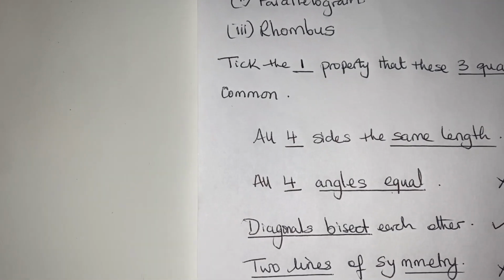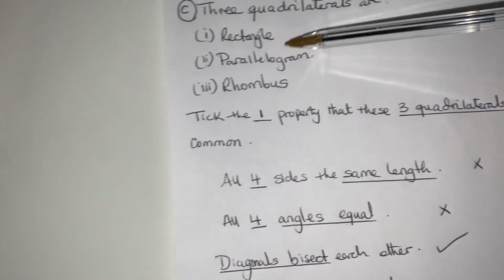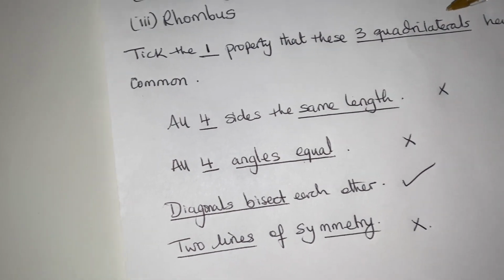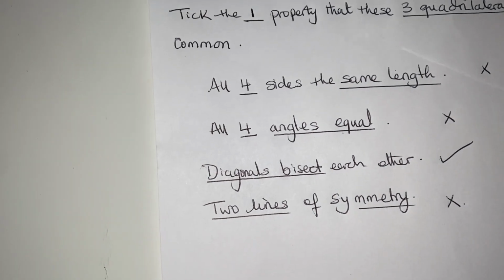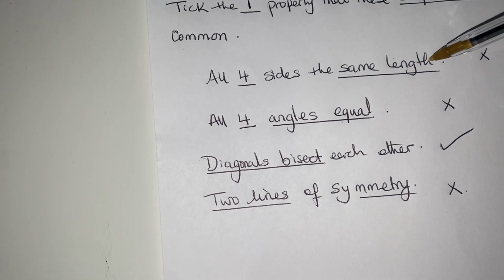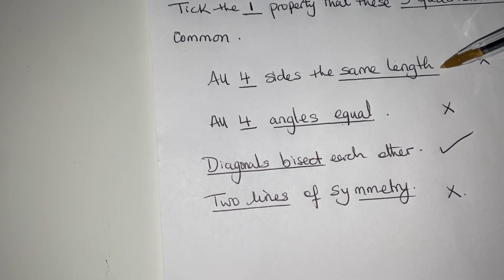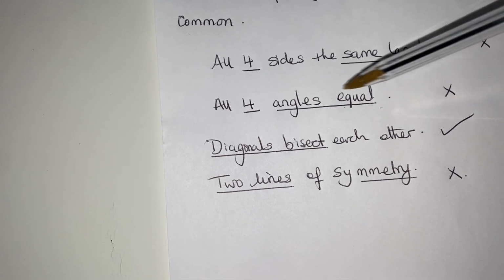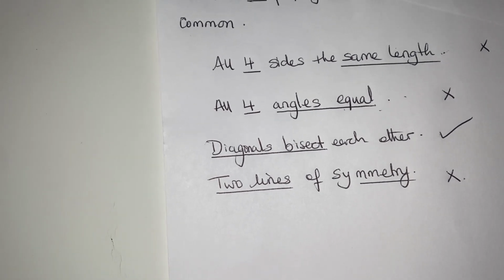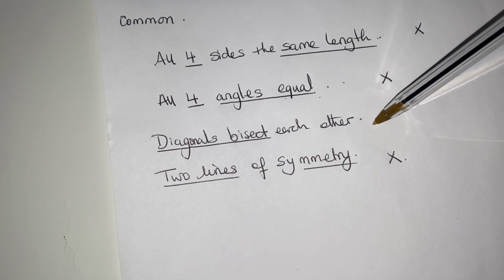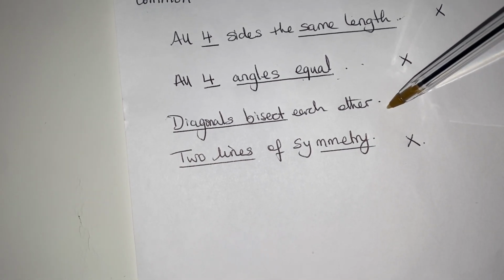Now, the last thing we can look at is three quadrilaterals are rectangle, parallelogram, and rhombus. Take one property that these three quadrilaterals have in common. So all four sides the same length? Not quite. All four sides, all four angles equal? Not the three of them. Diagonals bisect each other? Let's leave this one out.